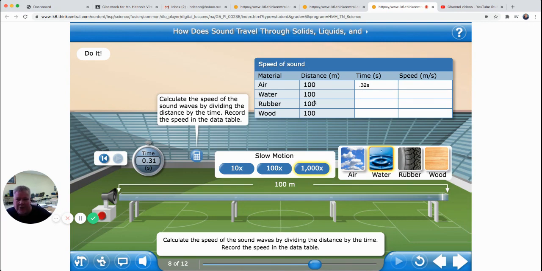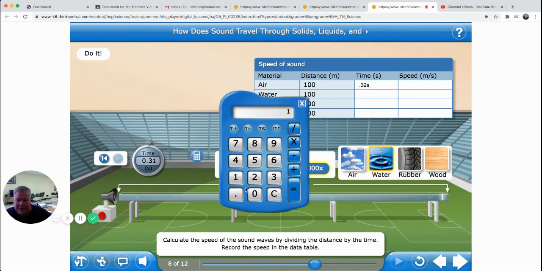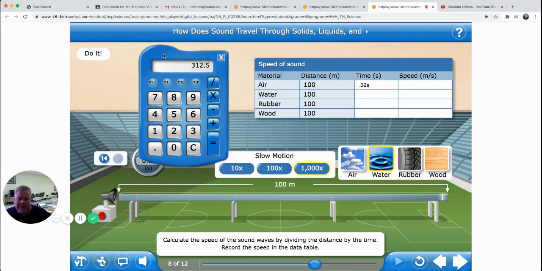So let's look at this. We're going to divide the distance, which is 100 meters, by the time to get our speed. So it's going to be 100 divided by 0.32. Okay, the speed is 312.5 meters per second. So 312.5 meters per second is how fast sound traveled through air. Now we know it's going to travel faster through each of these, so our number should be higher here, shouldn't it? So here we go.